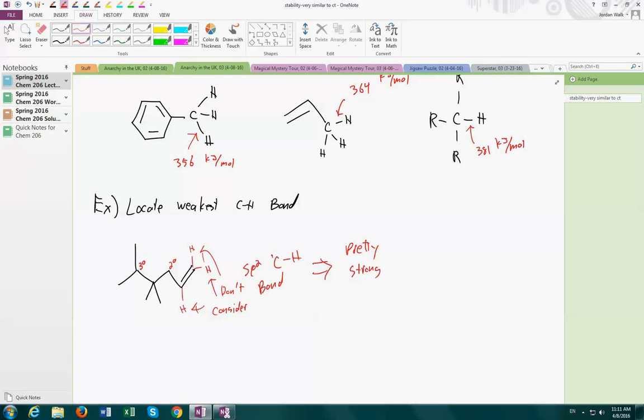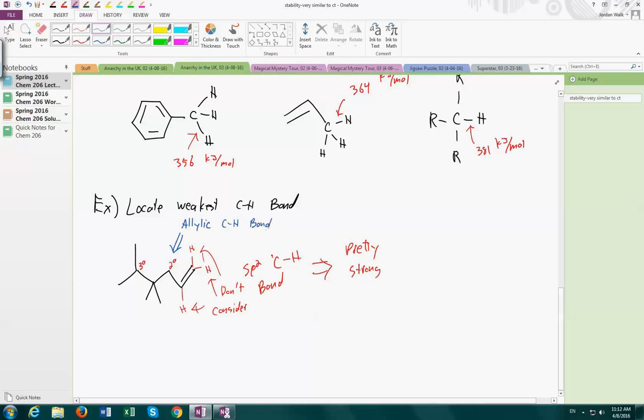What do you guys think? Is it going to be the tertiary or the secondary? Tertiary is more substituted, right? But the secondary has a special key aspect to it. What's it next to? It's next to a pi bond, right? Even though the tertiary has more substitution and we would expect it to be more stable, the secondary is right next to that pi bond. And so the secondary is actually an allylic CH bond.